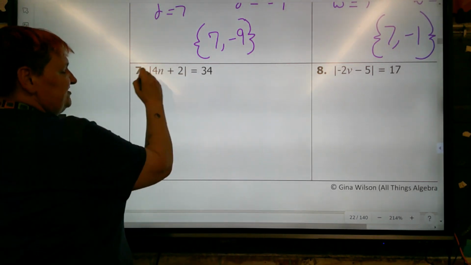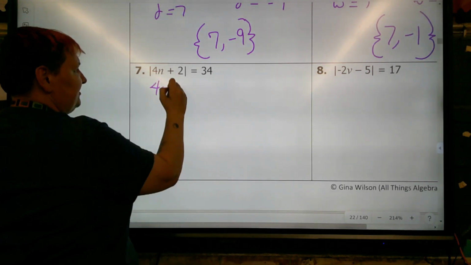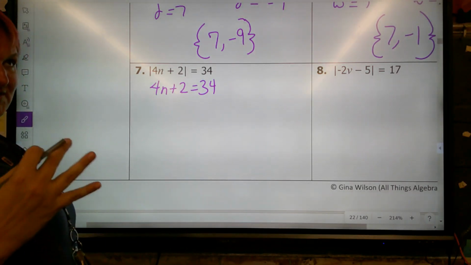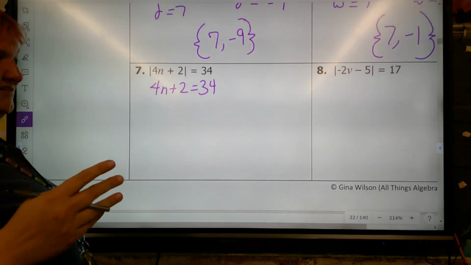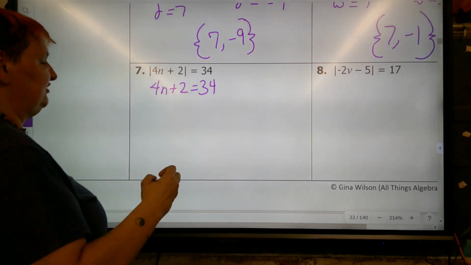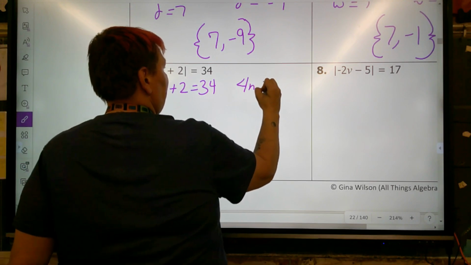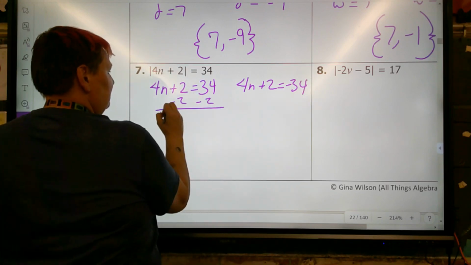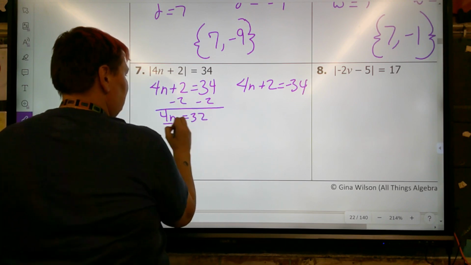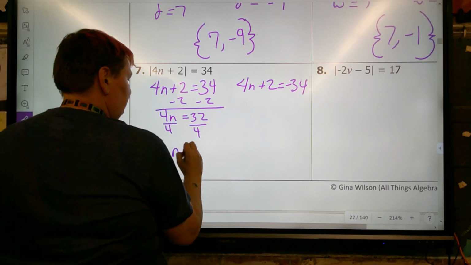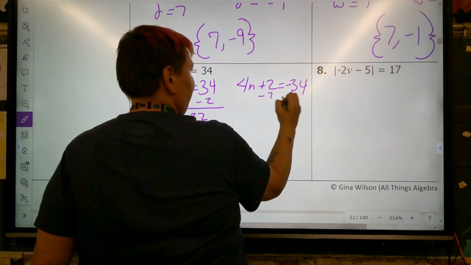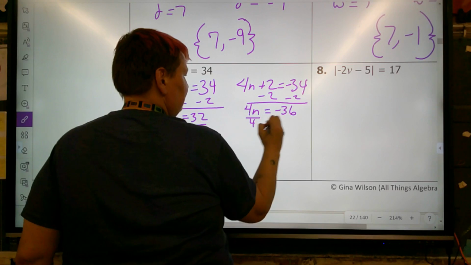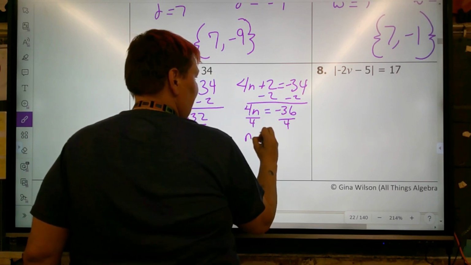Alright. We're still isolated, so we can still skip step 1. I will give you 2 or 3 examples where they're not isolated, just so you can get an idea of what that would look like. Alright, 4n plus 2 equals negative 34, minus 2, 4n equals 32, n could be 8, 4n equals negative 36, or n could be negative 9.